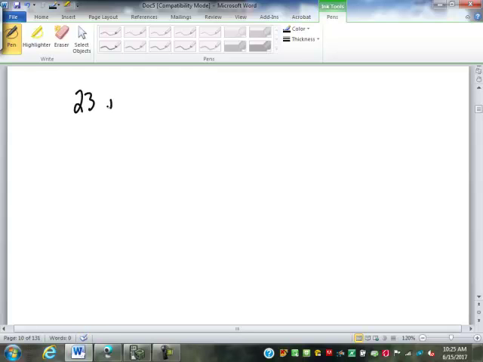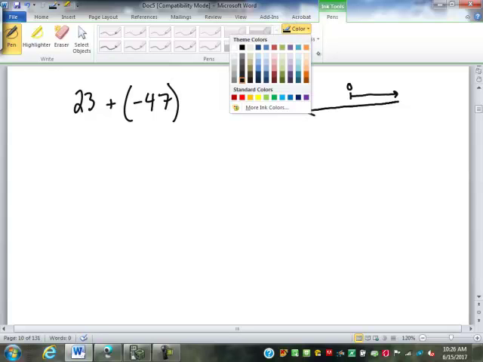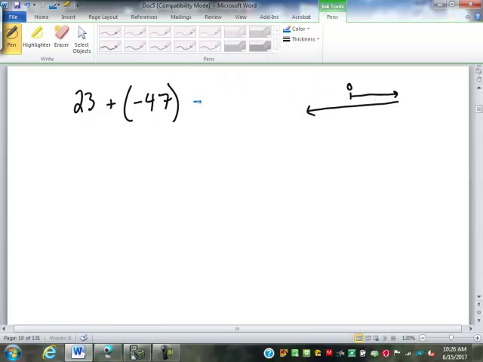So if I have 23 plus a negative 47. Now remember, when it's addition, we can use those vectors with the number line. Starting at 0, 23 is positive, so we go in the positive direction. The negative 47, is it the same direction or opposite? It's the opposite. Longer or shorter? Longer. It goes past. And remember, what this picture is telling us is that the answer is negative.